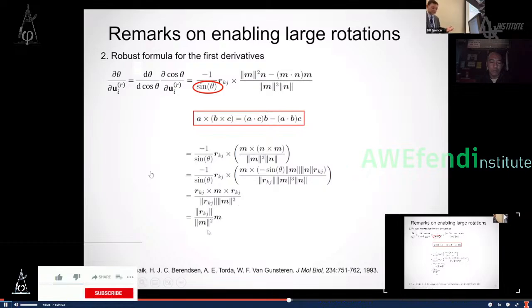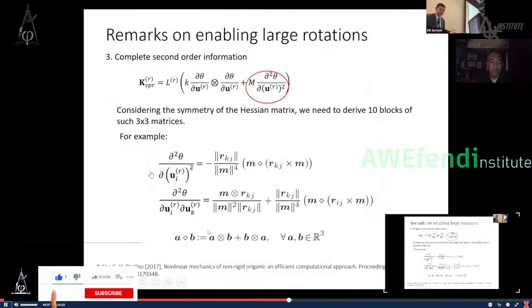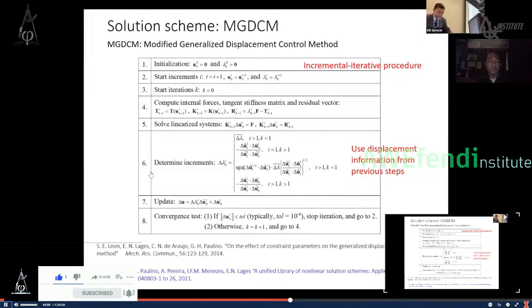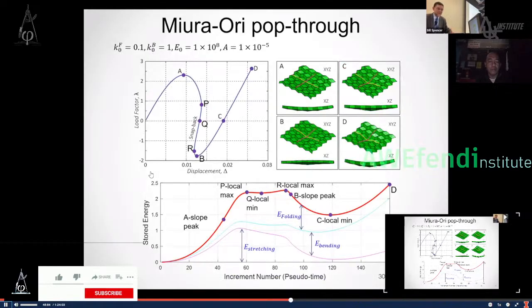As you can see here, this final expression. And we can also do this for the stiffness matrix and the Hessians, the second derivatives. And then in Merlin, there are no trigonometric functions. Everything is written in terms of vectors and distance functions. And we use a similar scheme to the arc length to solve the problem. And then we can solve very complicated problems.